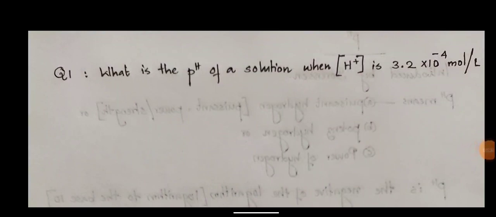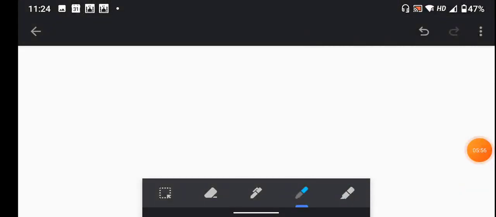Here is a question. Let's do some exercises on pH. What is the pH of a solution when the H plus ion concentration is 3.2 into 10 to the power minus 4 moles per liter? Just calculate it. So here the H plus ion concentration is given as 3.2 into 10 to the power minus 4 moles per liter. So according to the pH, let's substitute it in it.